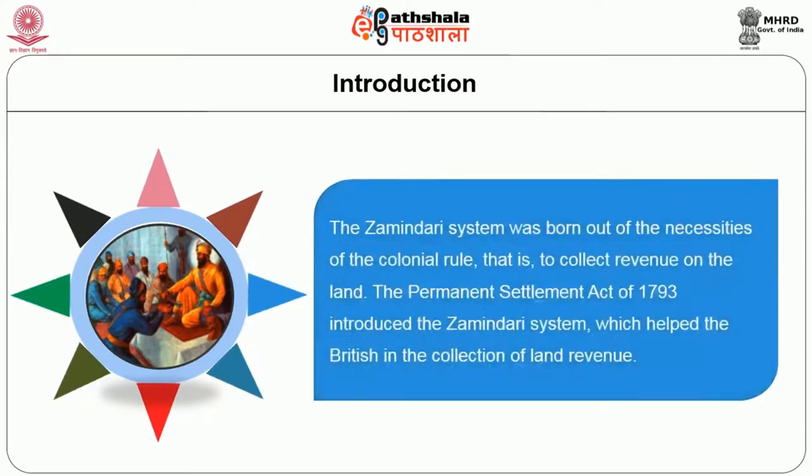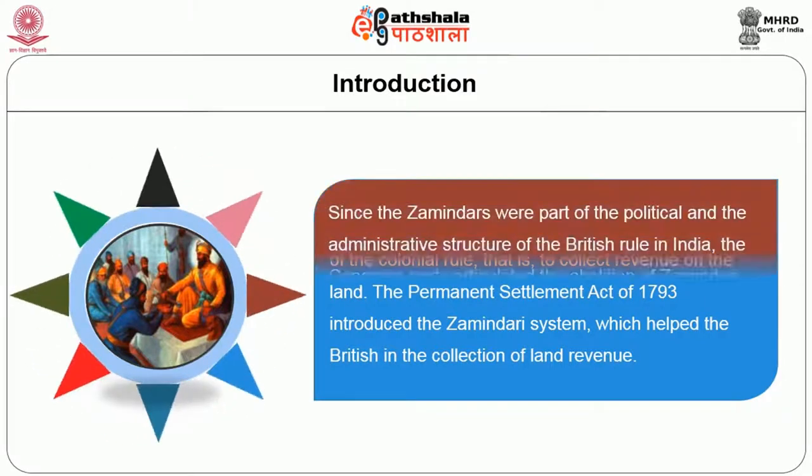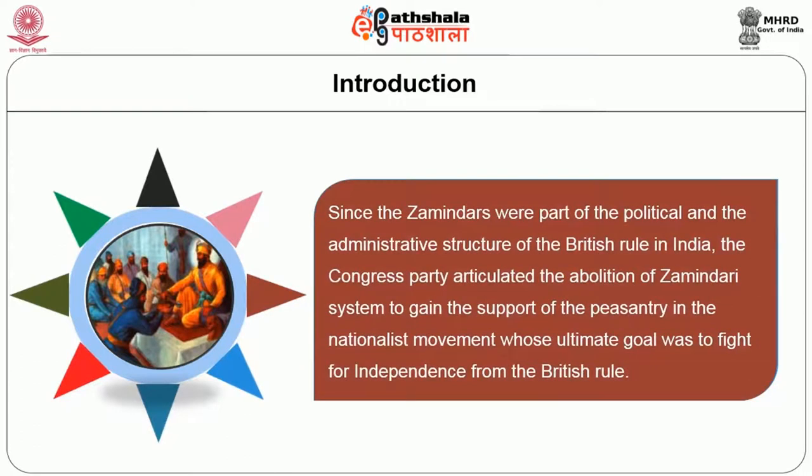The zamindari system was born out of the necessities of the colonial rule, that is, to collect revenue on the land. The Permanent Settlement Act of 1793 introduced the zamindari system, which helped the British in the collection of land revenue. Since the zamindars were part of the political and administrative structure of the British rule in India, the Congress Party articulated the abolition of the zamindari system to gain the support of the peasantry in the nationalist movement, whose ultimate goal was to fight for independence from the British rule.